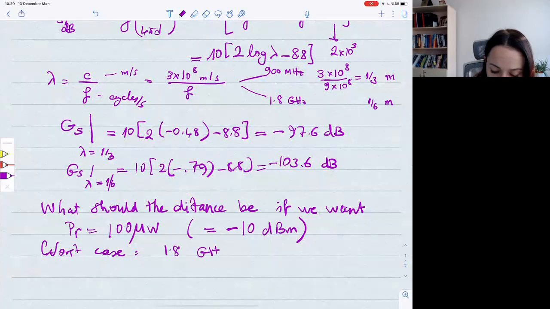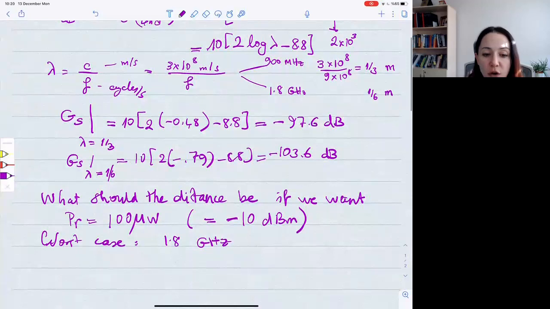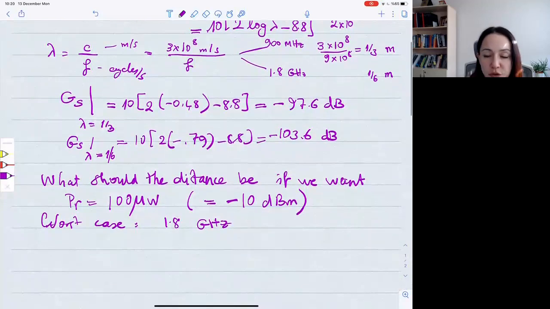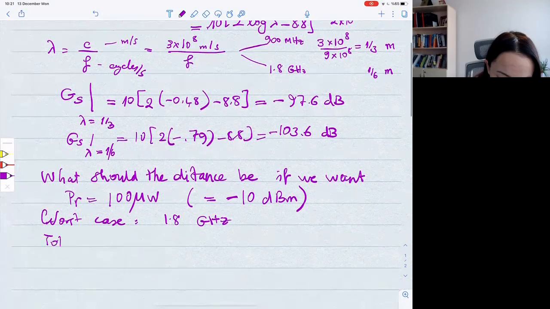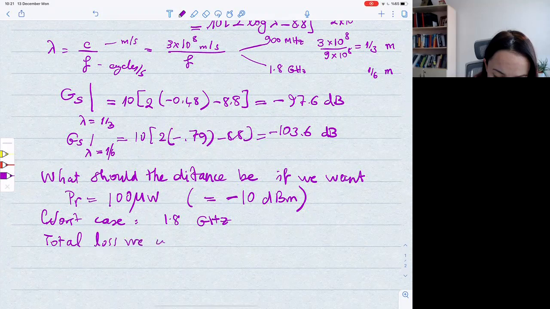1.8 gigahertz, because if this spec is satisfied for 1.8 gigahertz, it will definitely be satisfied for the 900 megahertz frequency, because propagation loss is less at lower frequencies. So what is the loss that we can tolerate? Well, the total loss we can tolerate.